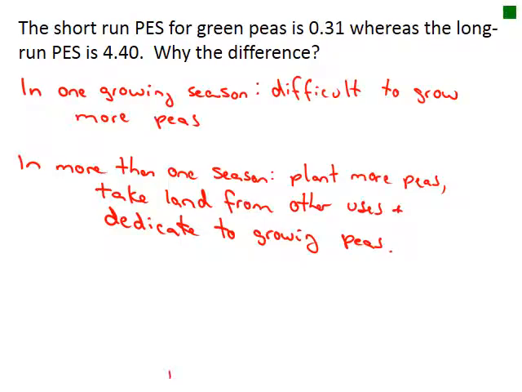The short-run PES for green peas is 0.31, whereas the long-run PES is 4.4, so that's quite a difference. So why the difference? Well, in one growing season, if the price of peas went up, is it easy to grow more peas? So it's difficult to grow more peas.